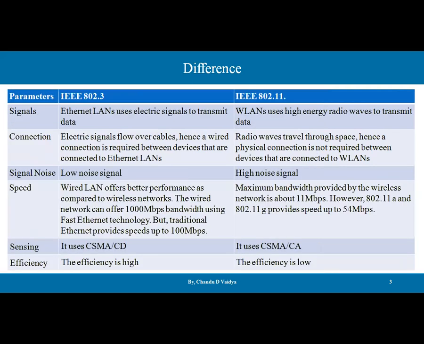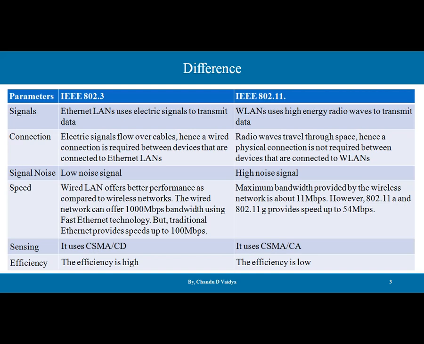Next would be the signals. Ethernet LANs use electrical signals to transmit the data, whereas WLAN uses high energy radio waves to transmit data. The connection parameter: electric signals flow over the cables, hence a wired connection is required between the devices that are connected to the Ethernet LAN. But in terms of WLAN, radio waves travel through space, hence a physical connection is not required between the devices that are connected to the WLAN. So it is going to be a satellite kind of thing or wireless kind of thing.